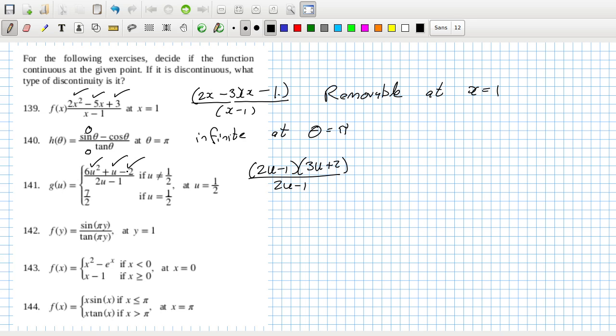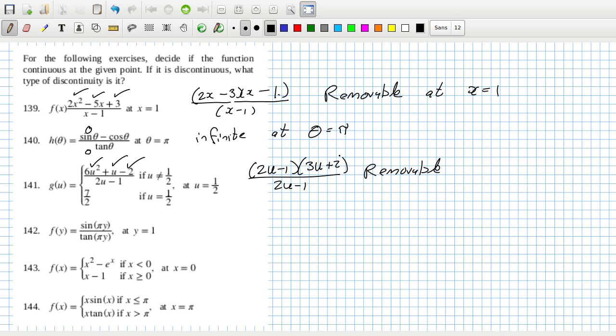So u is a half. This is looking good. 3 times a half plus 2 is 7/2. Yeah. So this is looking like a removable, because you can get rid of this, and what will happen is, as you approach u as a half, this guy will approach 7/2, and the fact that this is 7/2 at that point, you can't be at in the previous function, it works out nicely.